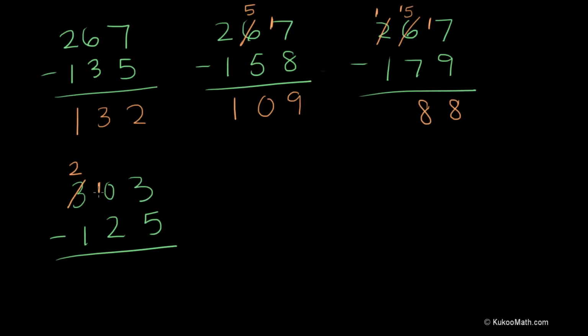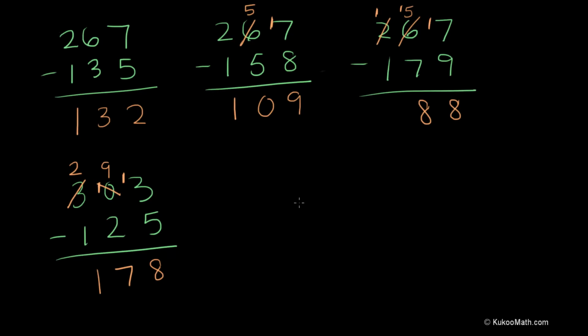Now, since the tens column is 10, let's cross out this whole thing and make it 9. And then put the one that we borrowed from the tens column into the ones column. So now this is 13. After all of that work, now we can start subtracting. 13 minus 5 is equal to 8. 9 minus 2 is equal to 7. And 2 minus 1 is equal to 1. So we just did 303 minus 125 is equal to 178.